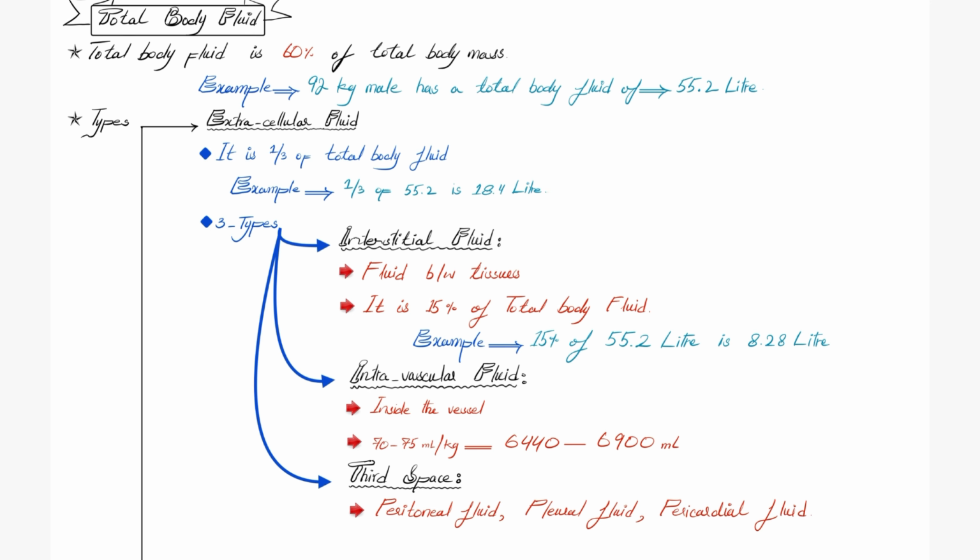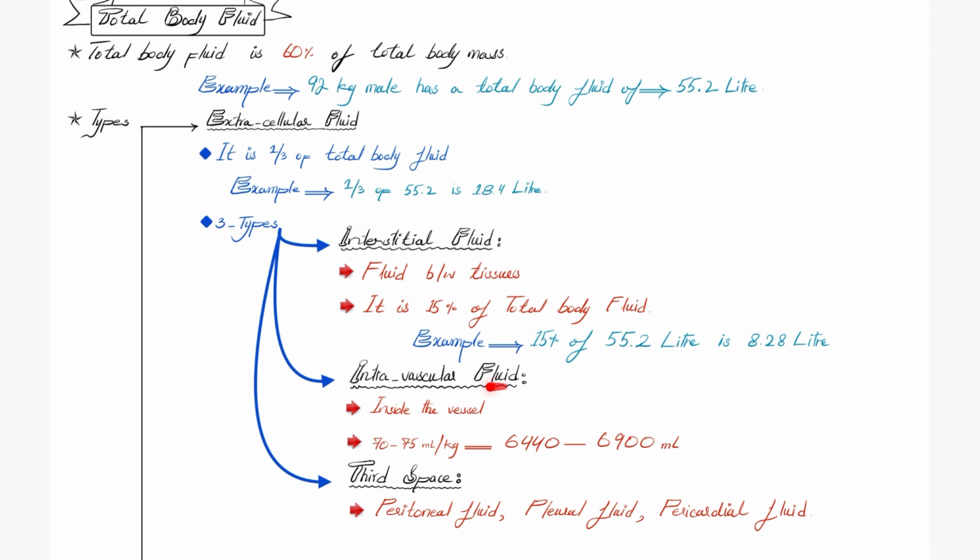And extracellular fluid is further divided into interstitial fluid, intravascular fluid, and third space. Interstitial fluid is the fluid which is present between the tissues or between the cells, and it is 15% of total body fluid, and 15% of 55.2 liter of a 92 kg male is 8.2 liters. So it is 8.2 liter interstitial fluid.